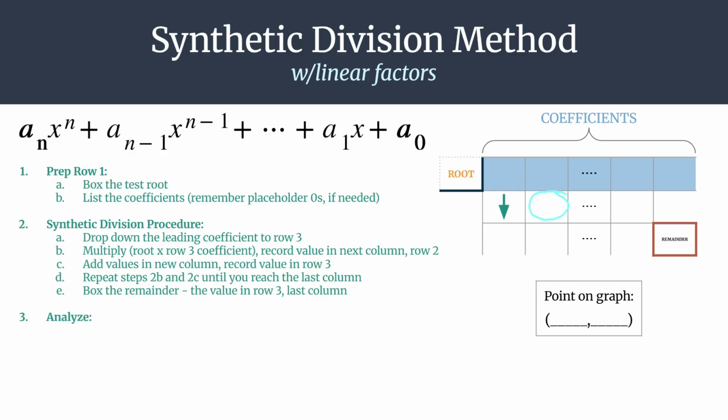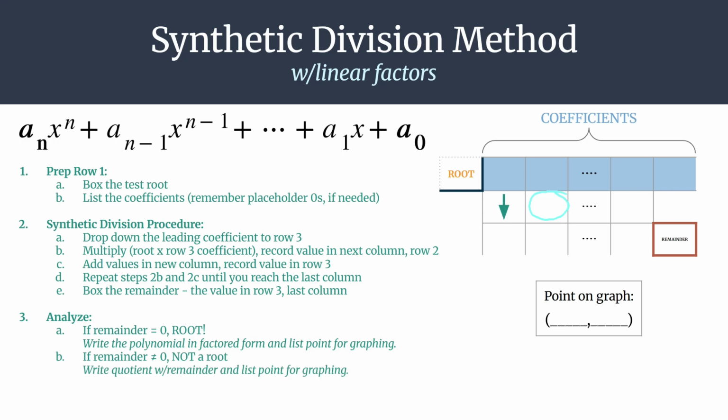So if your remainder is 0, then you have a root of your polynomial. That's great. You can write it as a point on the graph, and you can break the polynomial down into a more factored form and hopefully be able to fully factor it from there. If it's not equal to 0, then of course it's not going to be a root. In that case, you can still write it as a quotient. You divided a polynomial by a linear factor. You can write it as a quotient, and we'll go through that in an example later.